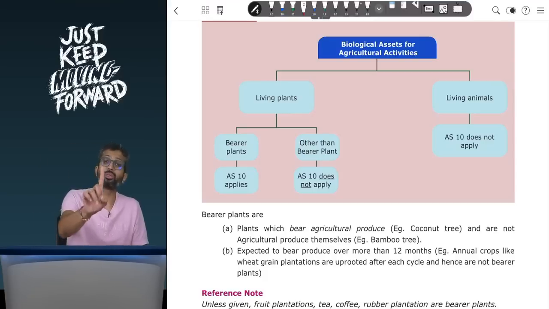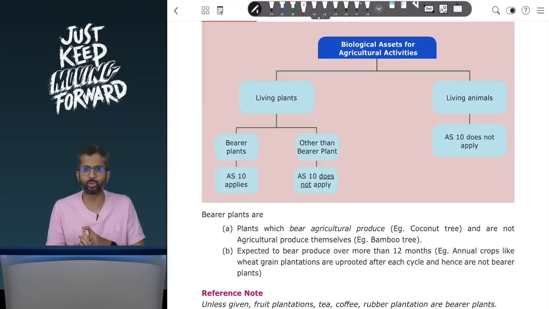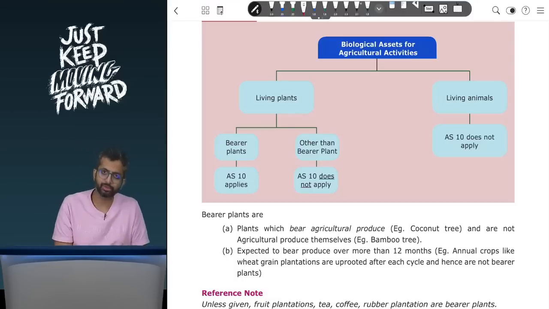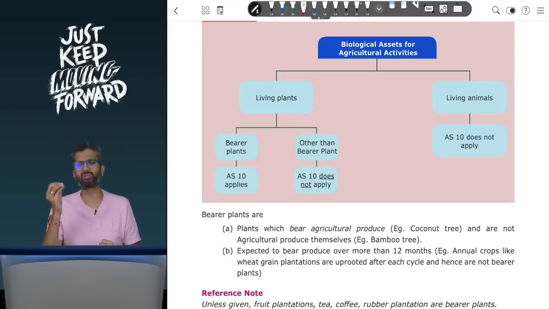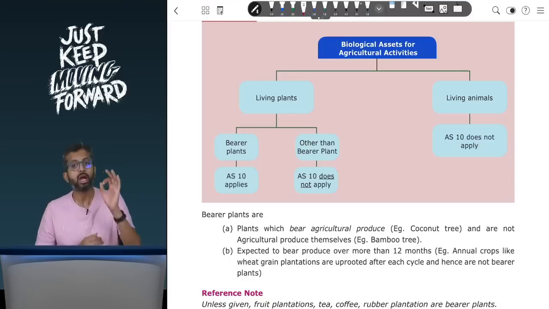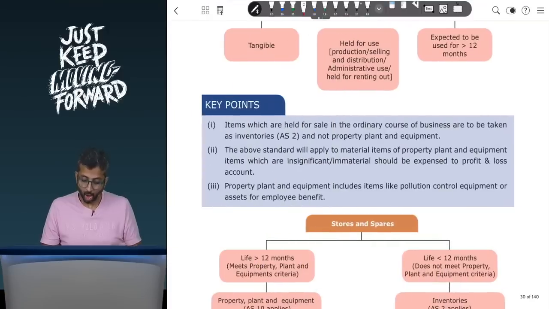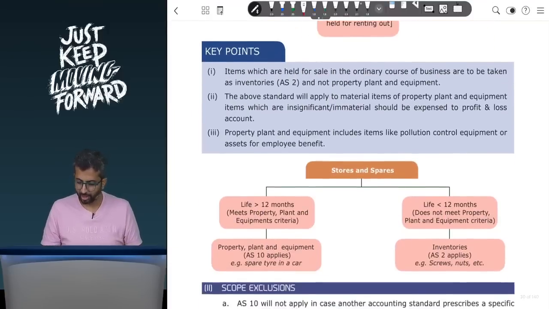A bearer plant is a plant which bears agricultural produce and is not produce itself, like for example a mango tree, coconut tree, apple tree. Second, its life is at or beyond 12 months. Most of these plants have a life of beyond 12 months, the examples we discussed, and hence they are bearer plants. Usually fruit plantations and cash crops like coffee, tea, rubber will be taken as bearer plants unless the question tells you otherwise. You don't have to be a zoology or a biology expert here. The question will tell you in general if it comes. Okay, so these are bearer plants.